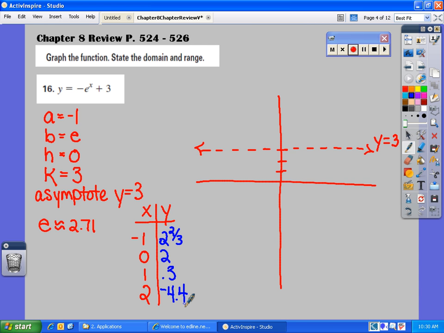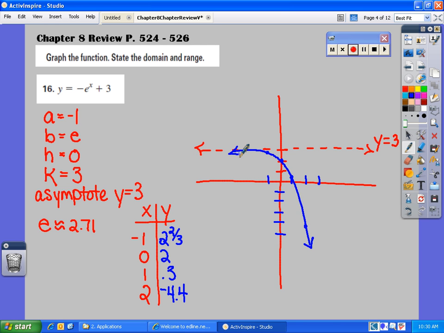Let's go ahead and let's graph those values. -1 is there. At -1, we're at 2 2/3, which makes sense, very close to the asymptote. At 0, we're at 2. At 1, we're at 0.3. At 2, we are at -4.4. Okay, let's put a curve nice and smooth between those points.